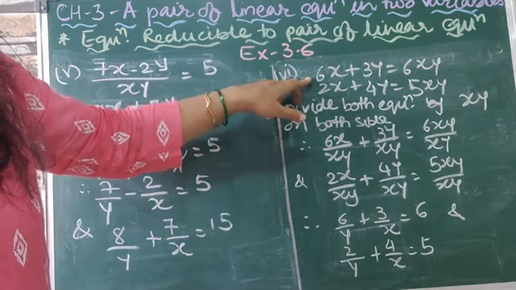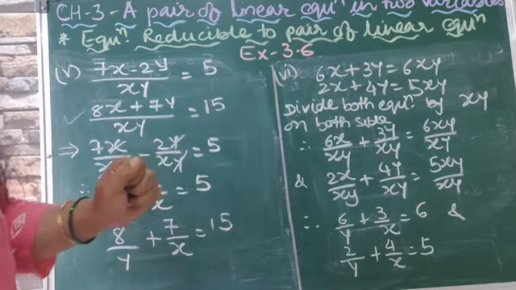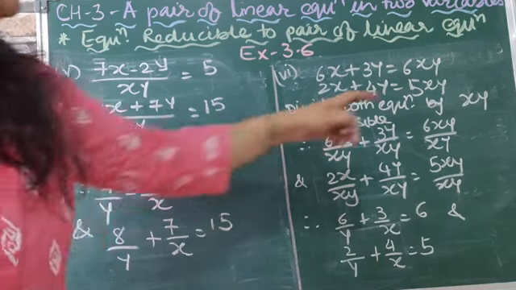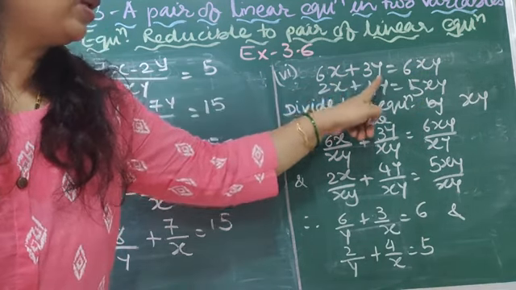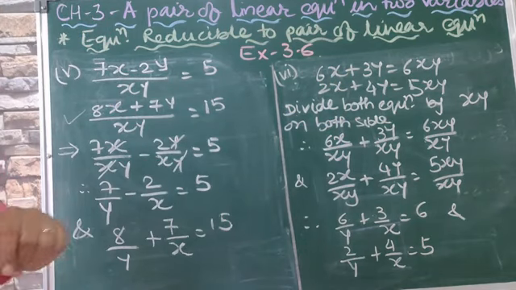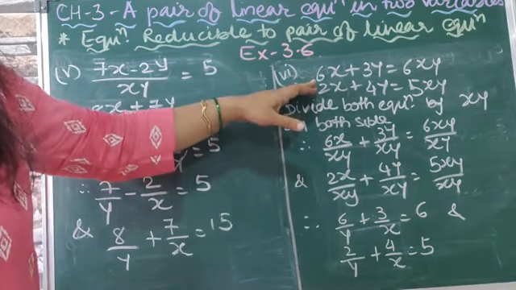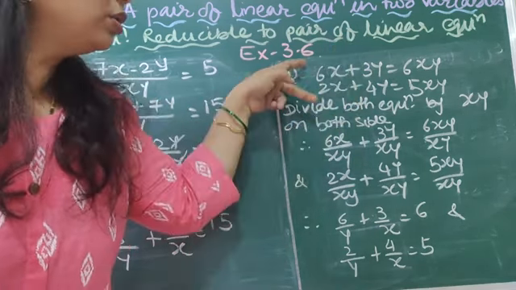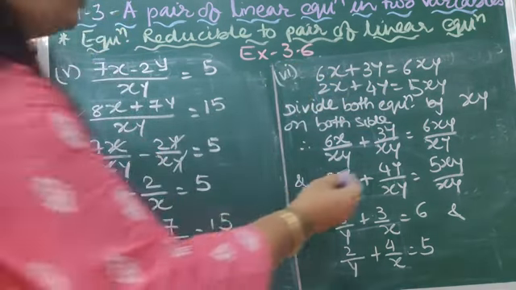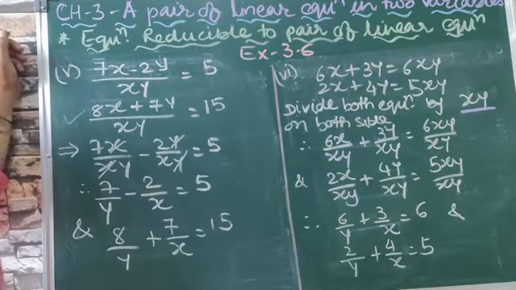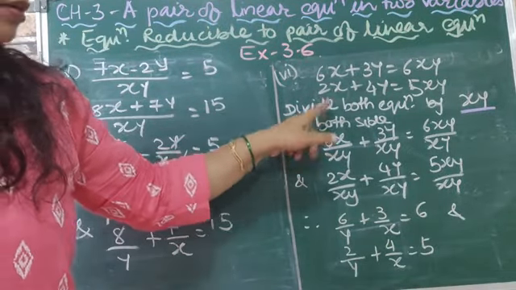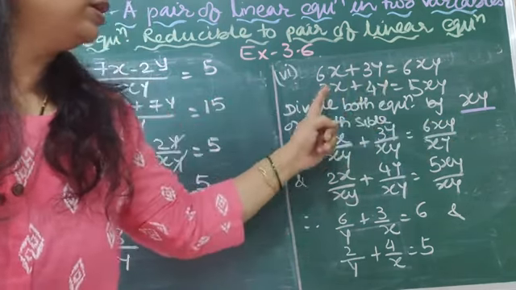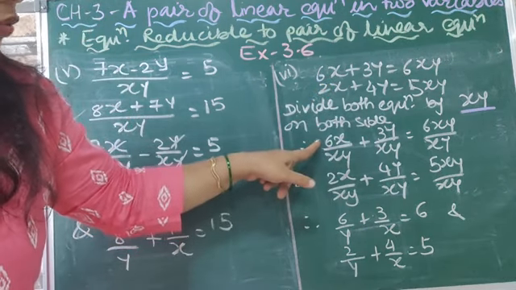6th one. 6x + 3y = 6xy, and 2x + 4y = 5xy. As you see here, xy and here x and y. So in such type of example, what do you have to do? We have to divide both equations on both sides by xy.